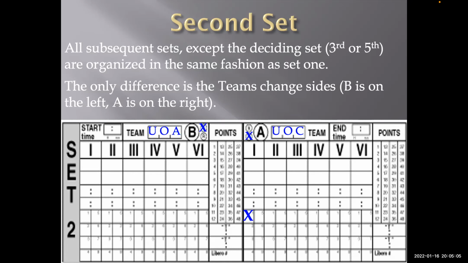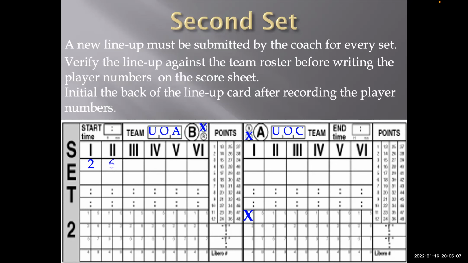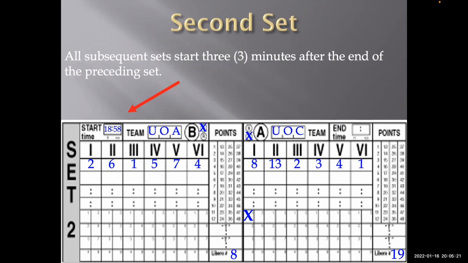Good question. So the startup is the same. You're going to check the roster. You're going to record all of the starters from the lineup. And you're going to record the time that the set starts. But conveniently, we know that in volleyball, there is always 3 minutes between sets. So you're just going to take the end of the last one, add 3 minutes and write it in.